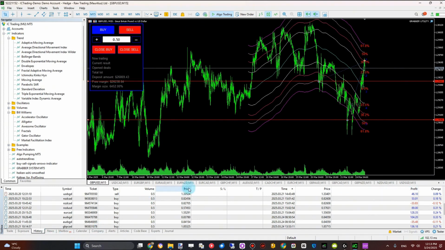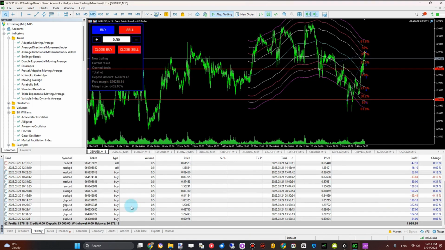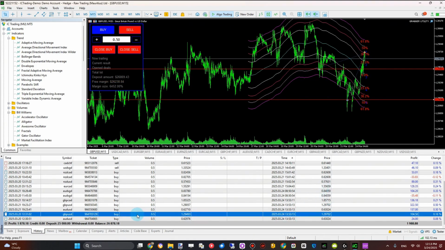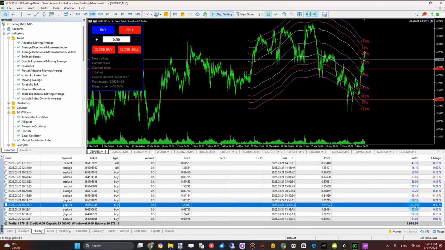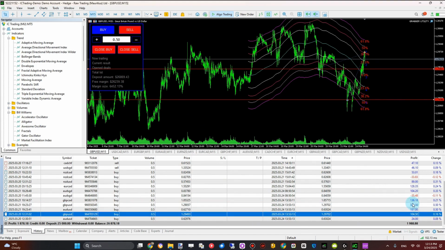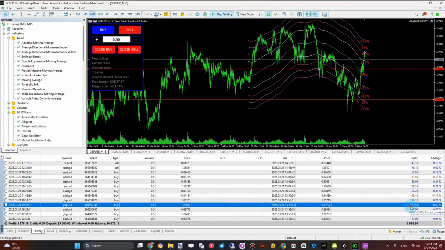Now I'll show you, where is it? GBP USD, and here's another GBP USD. Add $104 plus $322. Yes, in just one day I made $400 on just one asset. If I didn't have a trade here, the profit would have been $100. But with the help of the averaging trade, I earned an additional $322.